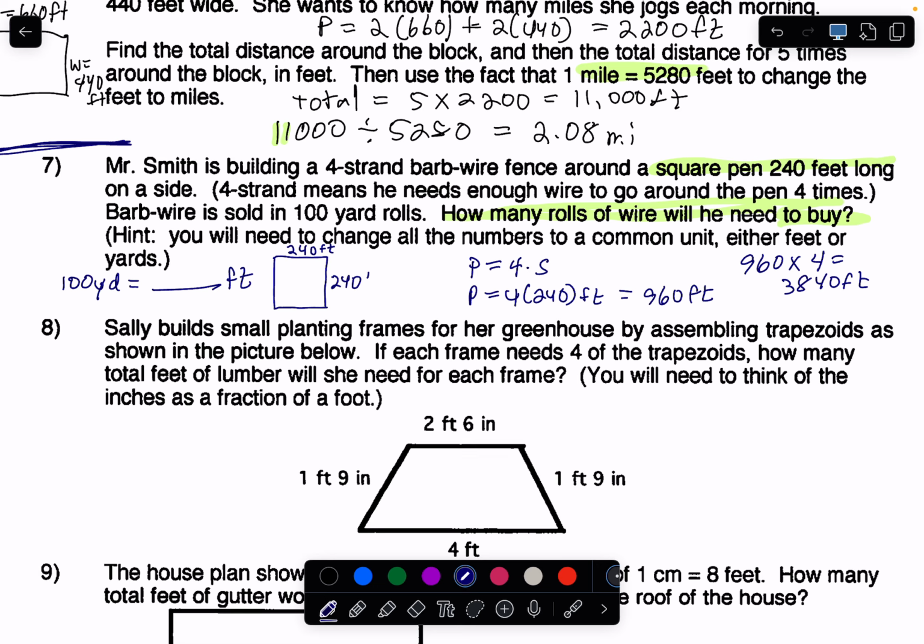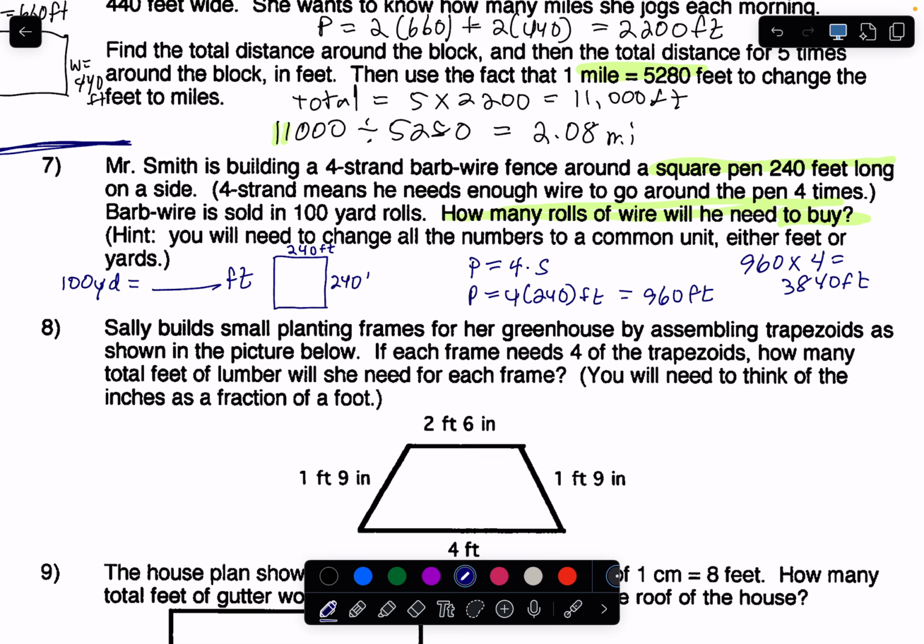So if we know that every single yard has 3 feet in it, do we multiply by 3 or do we divide by 3? Now let's think. This is a yard. Every single yard has 3 feet in it. So if we have 100 yards, how many feet is that? Is it more than 100 or less than 100? More. So that tells me we need to multiply.